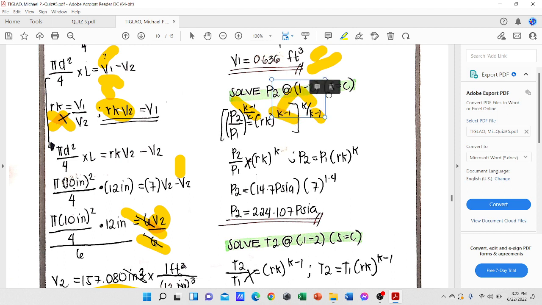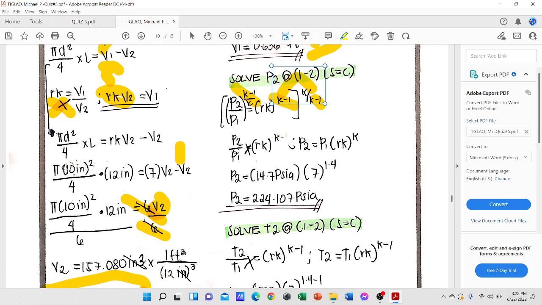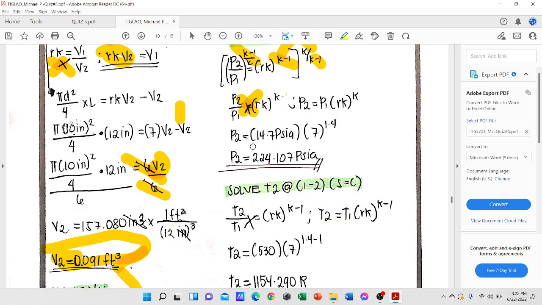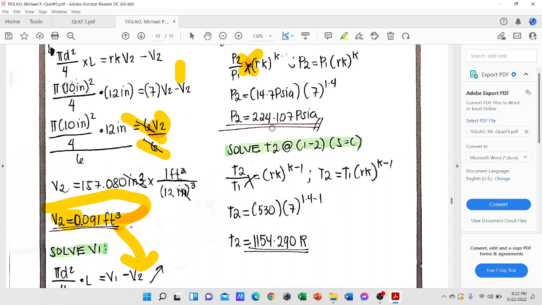There will be K left. So, our initial formula is P2 all over P1 is equal to RK raised to K. If we cross multiply to get the final formula, P2 is equal to P1 quantity RK raised to K. So, P2: the pressure 1 is 14.7 PSIA, multiplied by RK, which is 7, raised to 1.4. The K was not given in the problem, so K is equal to 1.4. So, pressure 2 is equal to 224.107 PSIA.